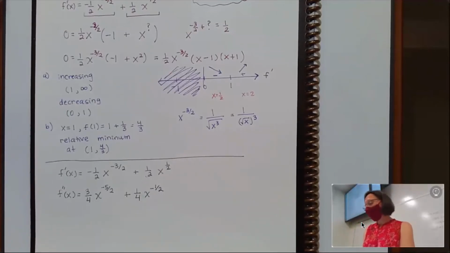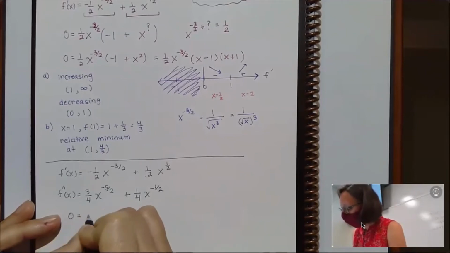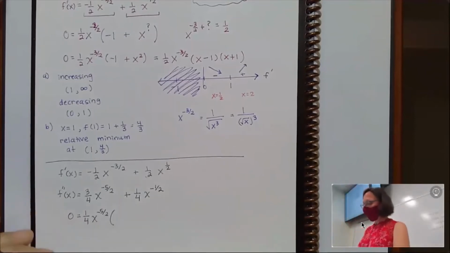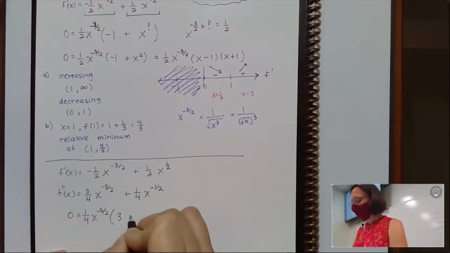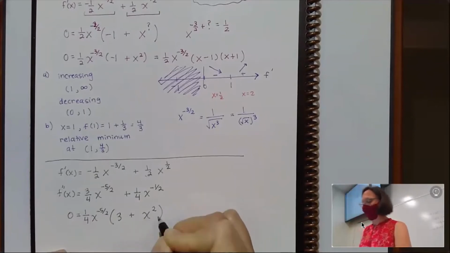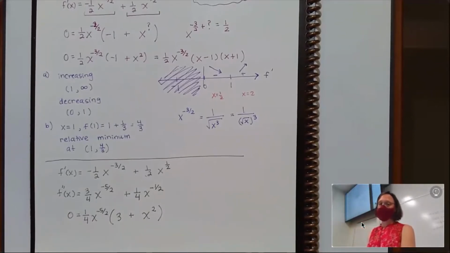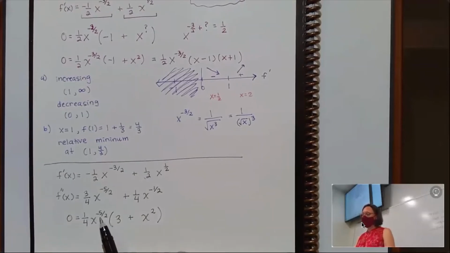And then I'm going to do the same kind of factoring that I did on the previous problem. If I set that equal to 0, I'm going to factor out the 1/4 and x to the -5/2. So from my first term, I'm left with a 3. And from the second term, I'm left with an x squared again, because that 2 is really 4/2. So -5/2 plus 4/2 would give me the -1/2 back.